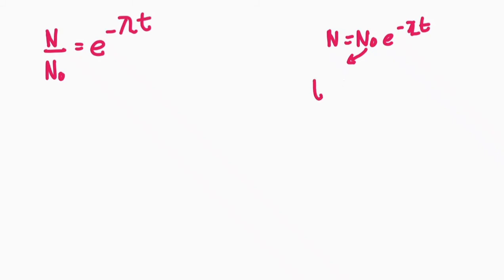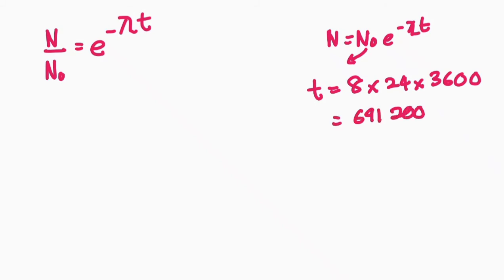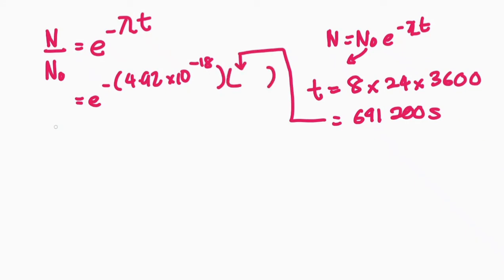Earlier it said after 8 days, so we have to change 8 days into seconds by multiplying 8 times 24 hours times 3,600 seconds, and that would be 691,200 seconds. The decay constant from the previous question, we got 4.92. And then we put it in here. I don't have enough space. And then you can get your answer as 1. Give it a try and you can get your 1.